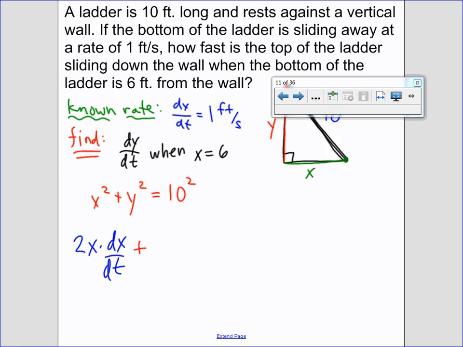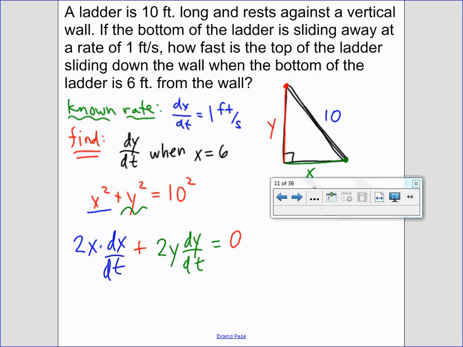Plus the derivative of my y term. Y squared with respect to time is exponent times the base raised to 1 less times the derivative of the base. That's 2y dy dt equals the derivative of a constant. 10 squared with respect to time is 0. Yes. Love it. Okay, so we differentiate both sides with respect to time.